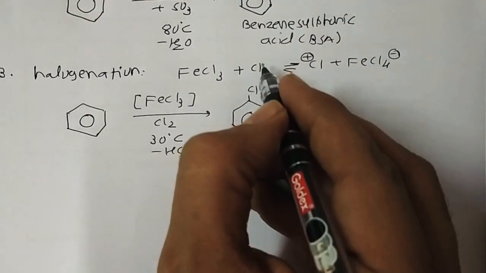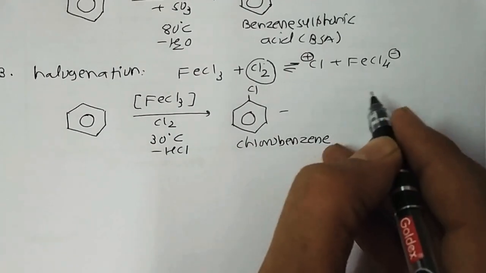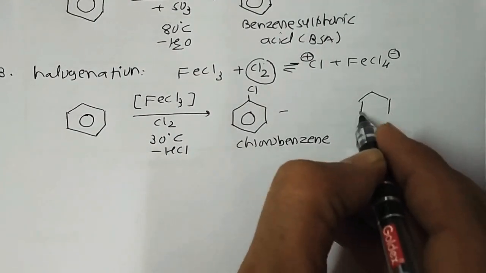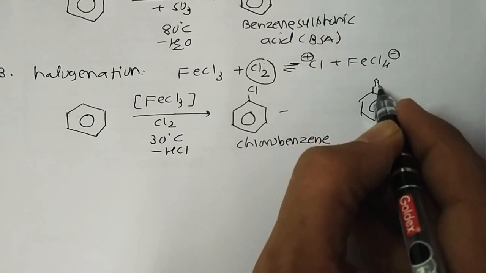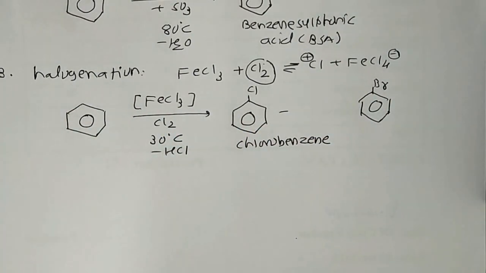In the same way, if we perform this reaction with Br instead of Cl2, we get bromobenzene. So these halogenation reactions give a monosubstituted halobenzene.